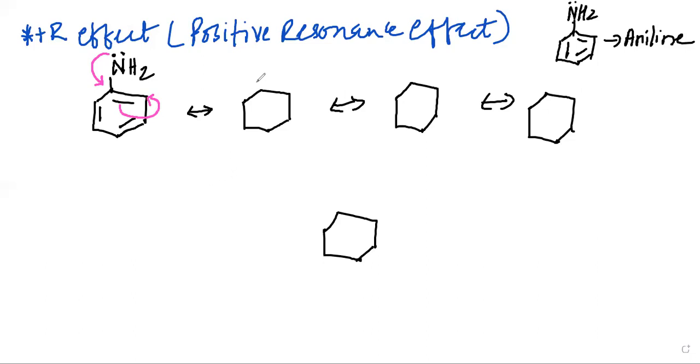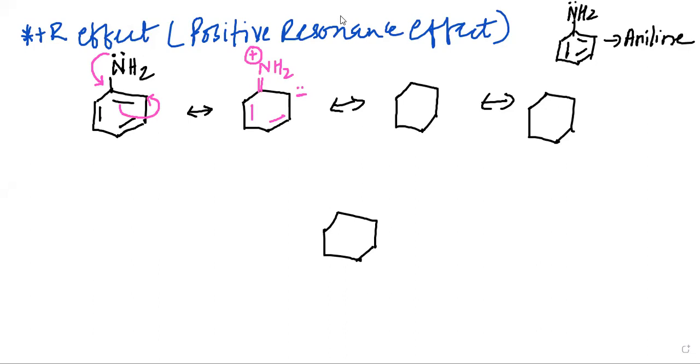So what happens here, my dear students? There will be a double bond between the nitrogen and carbon. Due to the movement of electron, there will be a slightly positive charge on nitrogen, and there will be a negative charge on this carbon due to the presence of lone pair of electron, and these two bonds remain the same.